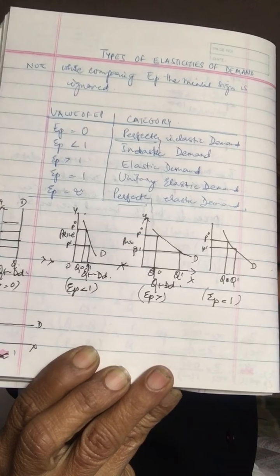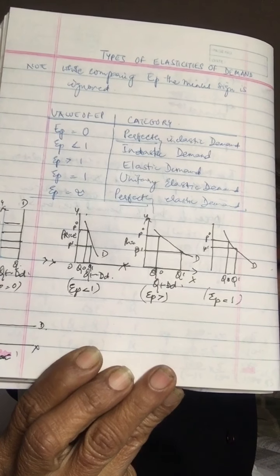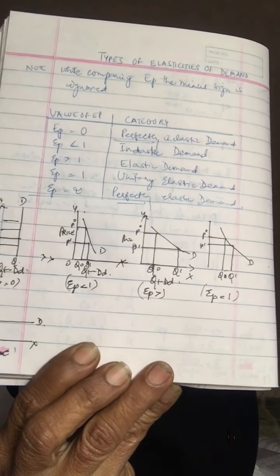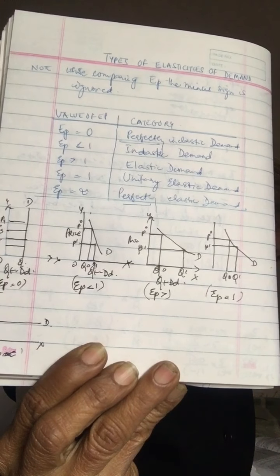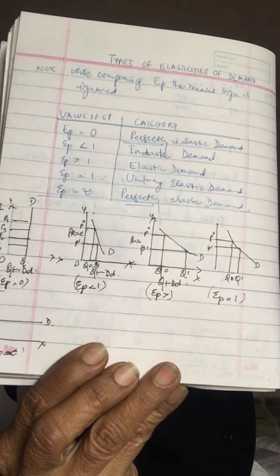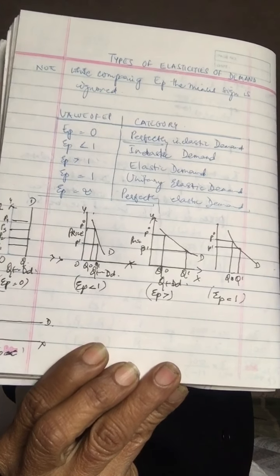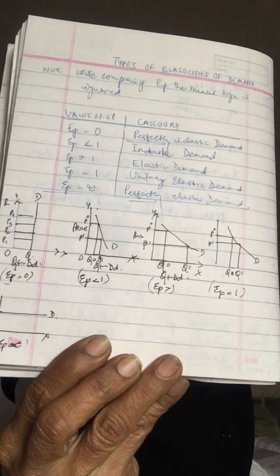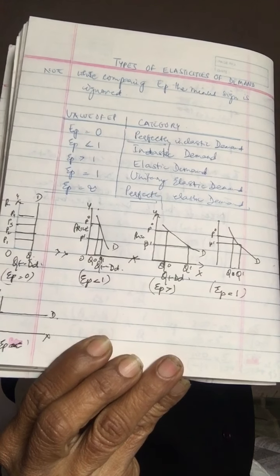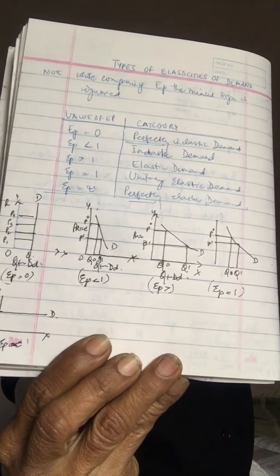The next one is a flatter demand curve that denotes price elasticity of demand greater than 1, or it is known as elastic demand. In elastic demand, there is more elasticity in it. You see there's a flatter curve, and in that you see that change in demand is greater than change in price.